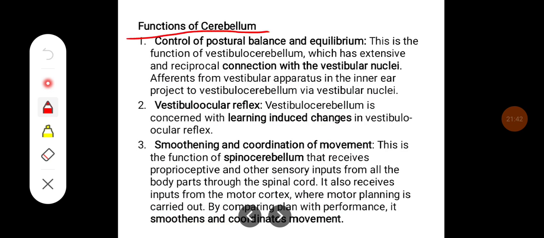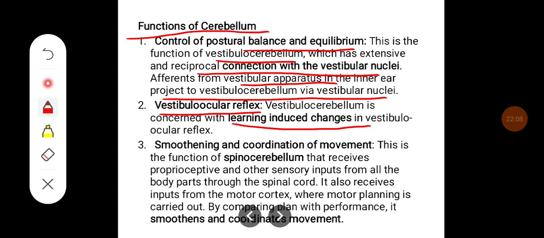Coming to the functions of the cerebellum, the cerebellum controls the postural balance and equilibrium. This is the function of the vestibulocerebellum, which has extensive reciprocal connection with the vestibular nuclei. Afferents from the vestibular apparatus in the inner ear project to the vestibulocerebellum via vestibular nuclei. The vestibulo-ocular reflex. The vestibulocerebellum is concerned with learning-induced changes in the vestibulo-ocular reflex.